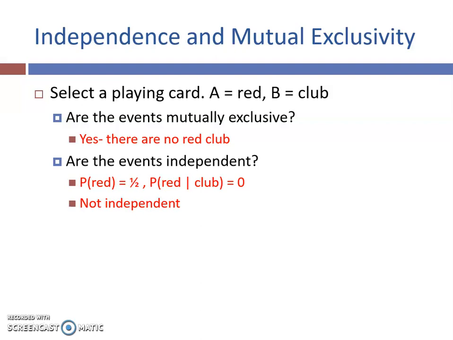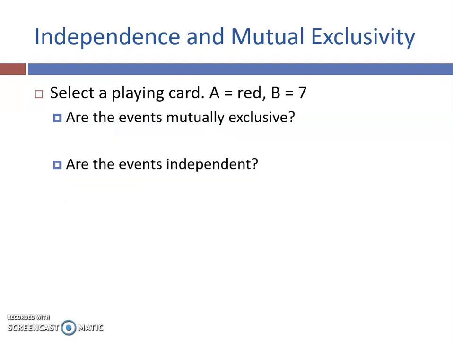Now, are the events independent? What's the chance you pick a red card? Well, half the cards are red. What's the probability that it's a red card, given the fact that you know you picked a club? So let's say I pulled out a card and said, hey, it's a club. What's the chance that it's also red? 0. It's not possible. Therefore, they're not independent. So these two events are mutually exclusive, but they're not independent. Okay? Let's look at another example.